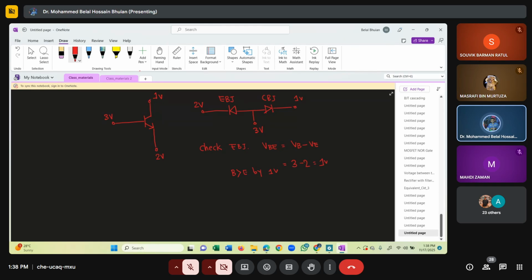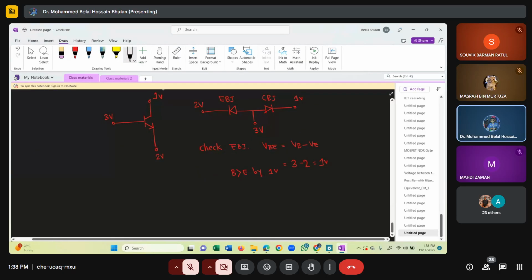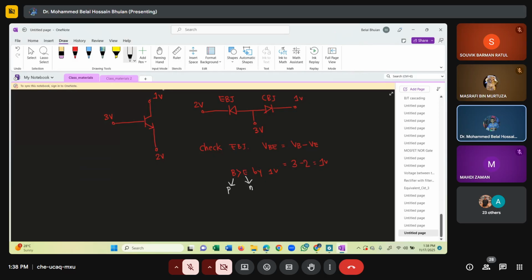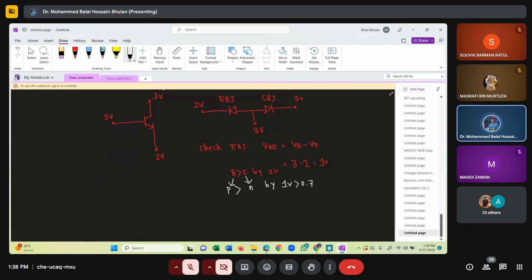So the next question is what type of material the base is and what type of material the emitter is. The base is our P type material, the emitter is our N type material. So P is bigger than N by 1 volt, which is clearly greater than 0.7 volt. So that makes it forward bias. So I can say the emitter to base junction is forward bias.